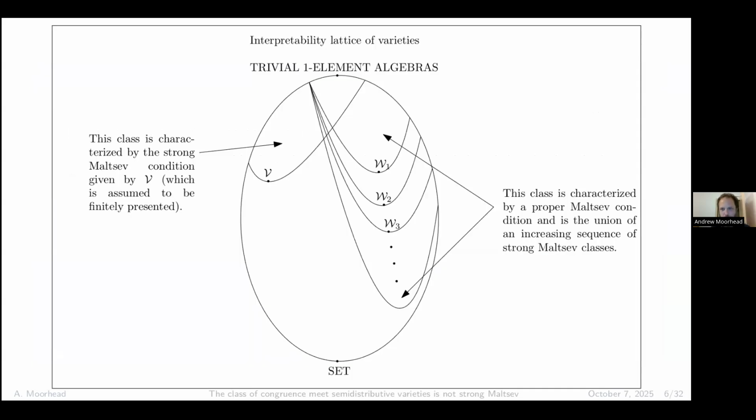Okay, so this is just a picture that I made. There's not much information in it. It's just something that I like to imagine. We have a picture of a general lattice here, and at the top we have the interpretability class represented by the variety of trivial one-element algebras in some signature. And in the bottom, we have the interpretability class represented by sets. And on the left here, we have just some single finitely presented variety. I probably should have put some equivalence class brackets around these varieties because these are classes in the interpretability lattice, but for this talk, it's not so important.